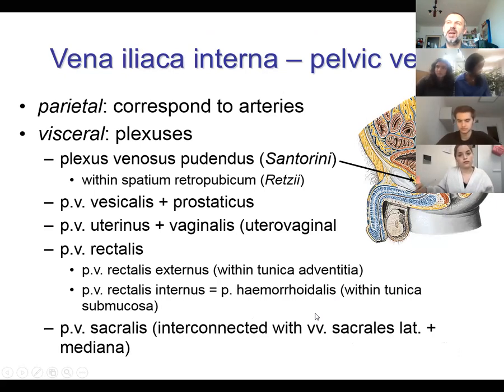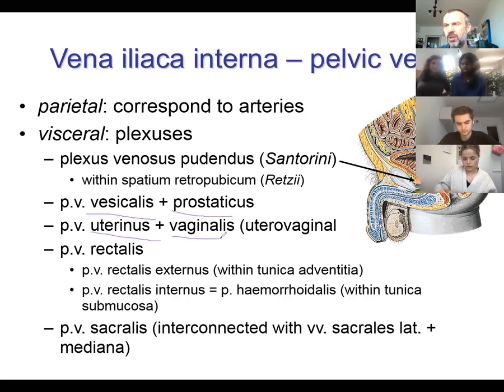For the internal iliac vein, the parietal branches are similar to the parietal arteries. Visceral branches are similar to visceral arteries. But the main difference is that around every organ we have a plexus. So then it's easy. The names of the plexuses are similar or identical to the names of the organs. So we have vesical and prostatic, uterine and vaginal, and rectal.